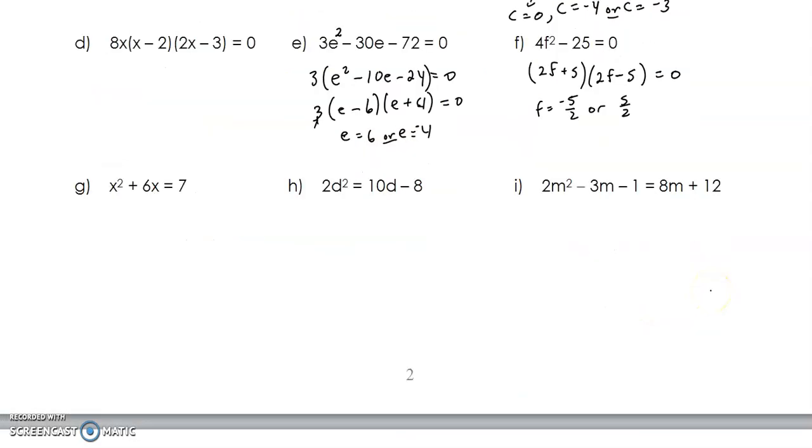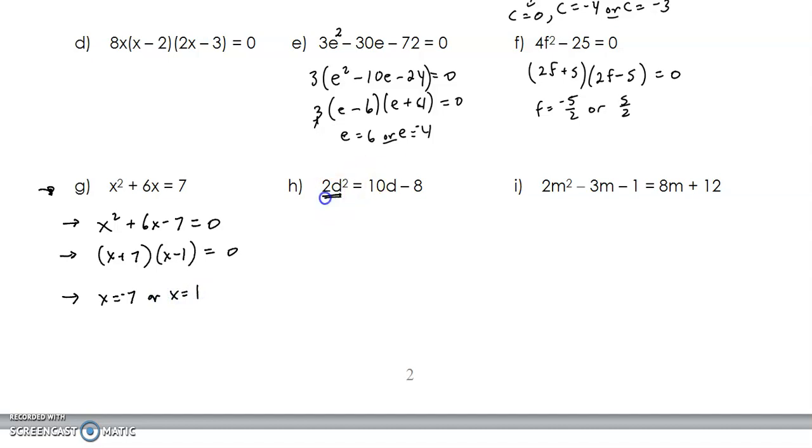And questions G, H, and I, these three questions are the 3-step questions. The reason that there's a third step in these examples is that you have to get everything on the same side equal to 0 first. So I'm going to bring the 7 over and get x squared plus 6x minus 7 equals 0. And that's going to factor. And then I'm going to get my solution. So step 1 is to bring everything to the same side. Step 2 is going to be to factor. And step 3 is going to be to pull out the solutions, x equals -7 or x equals +1.